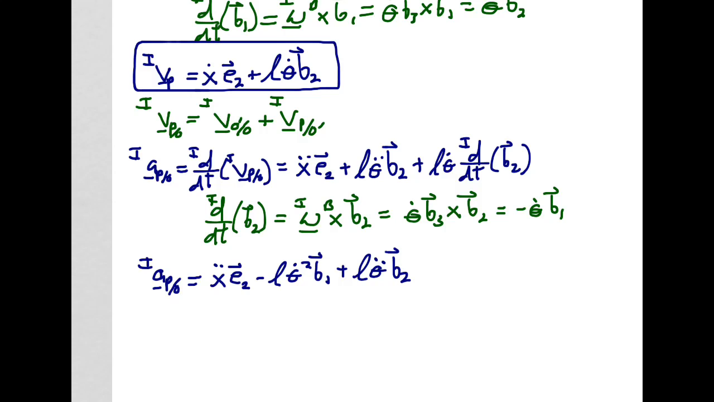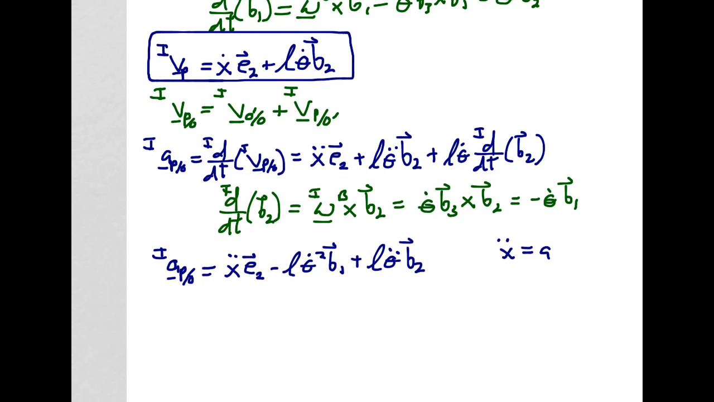We substitute in, we know that x double dot is equal to a, the acceleration, that's what's given in the problem. And so our final expression here is that the acceleration of point P in the inertial reference frame is equal to a in the E2 direction minus L theta dot squared in the B1 direction plus L theta double dot in the B2 direction.